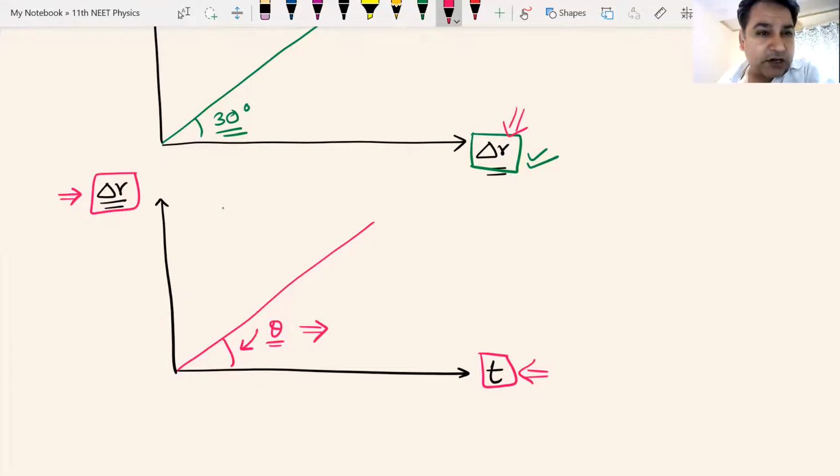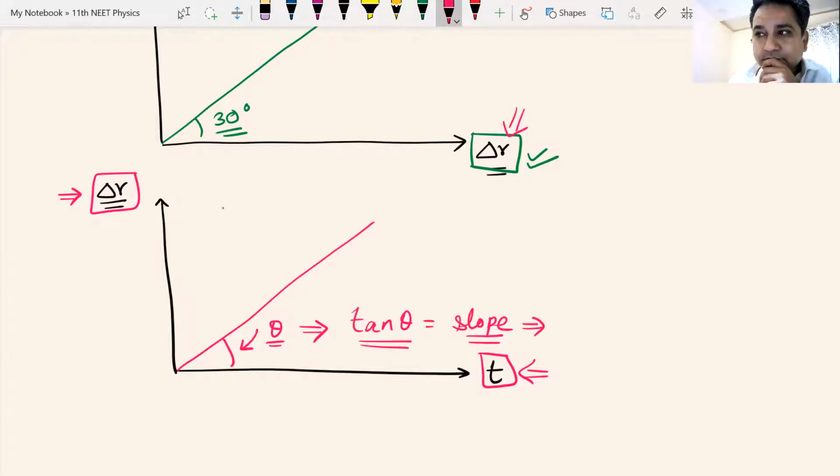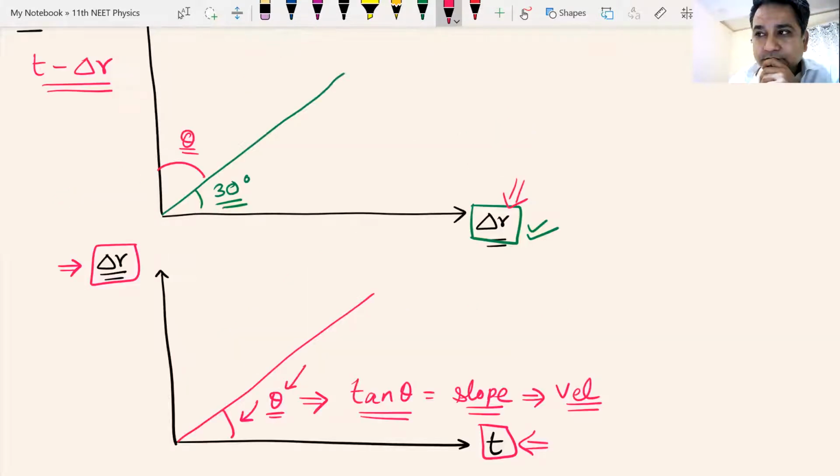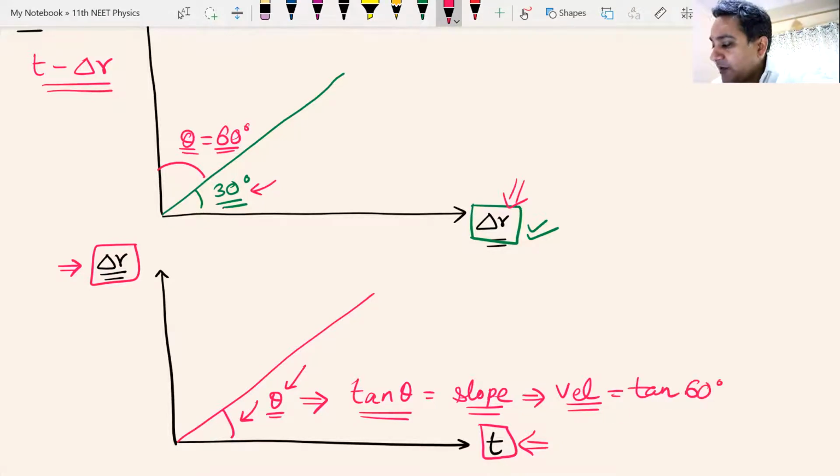If I can find out the value of this angle theta, and then I find tan of the angle theta, this tan theta will give me the slope of this graph, which is constant, and the slope of the position time graph will give me the velocity. Yes or no? Yes. Okay, so this angle is 60 degrees, because 60 plus 30 makes 90, so the answer is root 3.